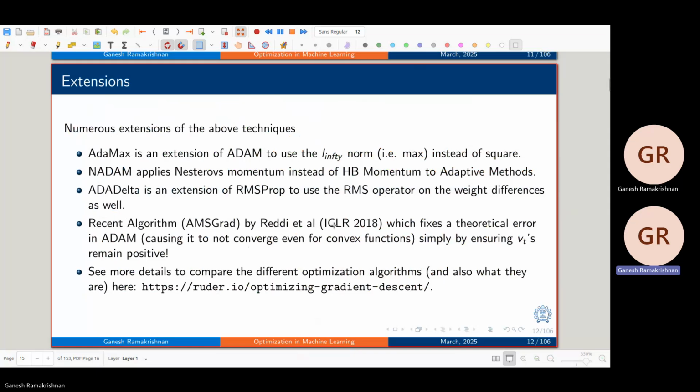Now it turned out that Adam was not converging even for some convex functions. Okay, there was some bug. Oh, this is right, an embarrassment.